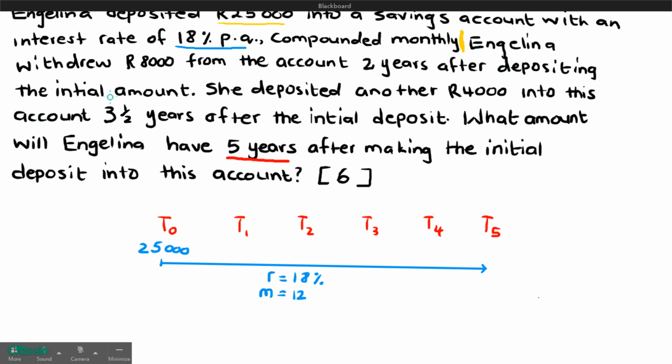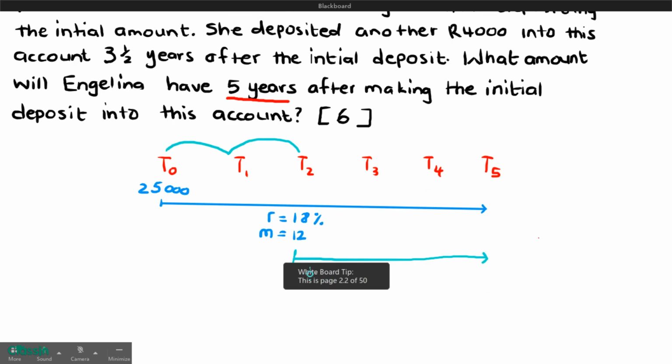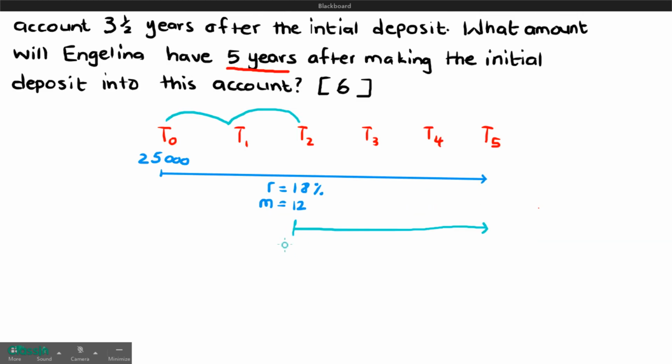Angelina withdrew 8,000 from the account 2 years after depositing the initial amount. So now we are going to check where our 2 years is, at the second year, 1, 2. So after these 2 years, what did she do? She withdrew. Angelina withdrew.